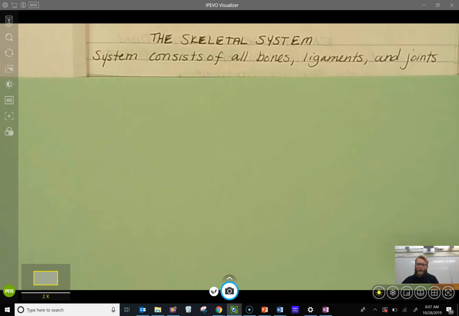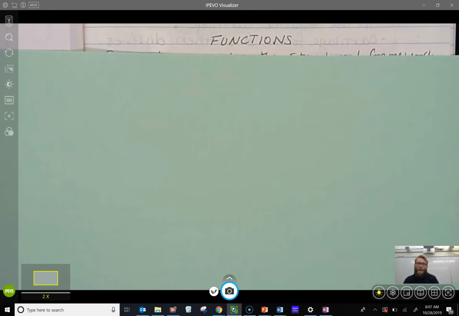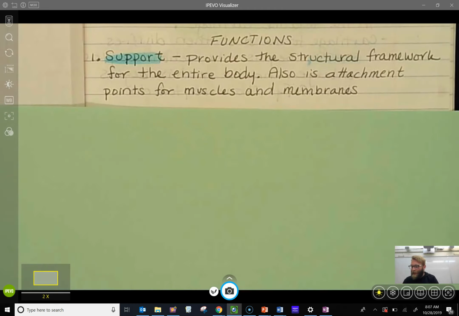So let's go through and talk about the function. One thing we want to reiterate is that every organ system is going to have a series of functions that allow it to do what it needs to do. The main function of the skeletal system is to provide support. It's the structural framework for the entire body, and it allows attachment for muscles and other inside membranes.